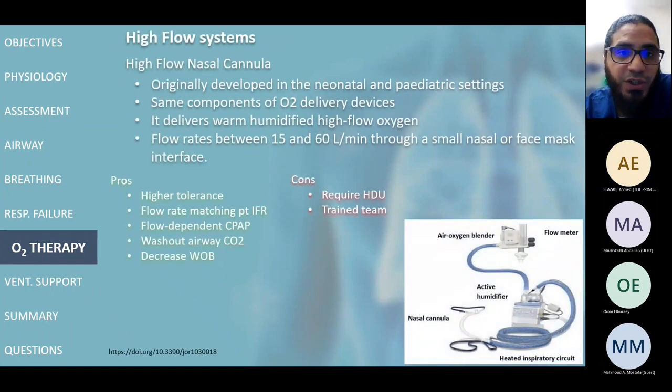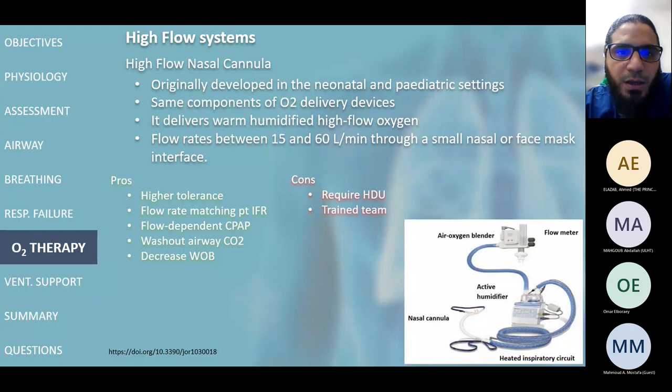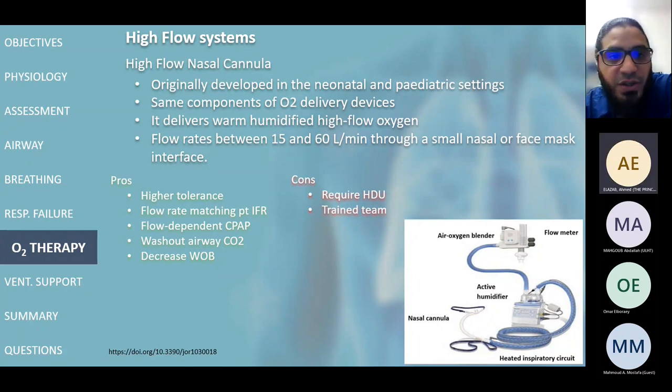Now to the high flow systems, like the high flow nasal cannula. It was originally developed for neonates and pediatrics, and then moved to adults, or we can say it's not recent anymore. It has the same components as the other devices: the oxygen source and the tubing, humidifier, the reservoir and the patient interface.